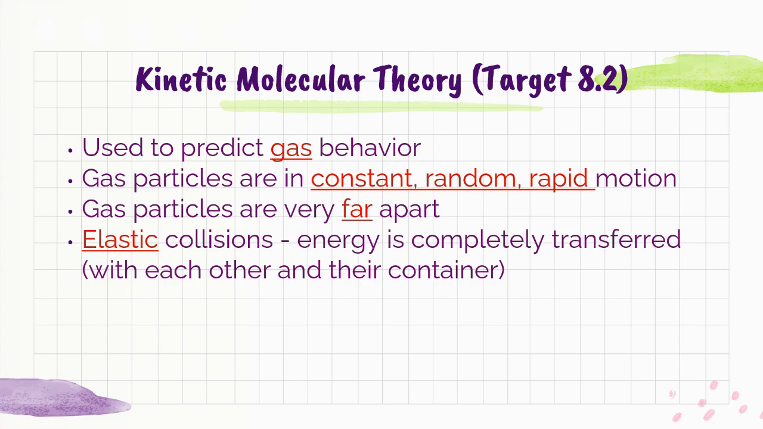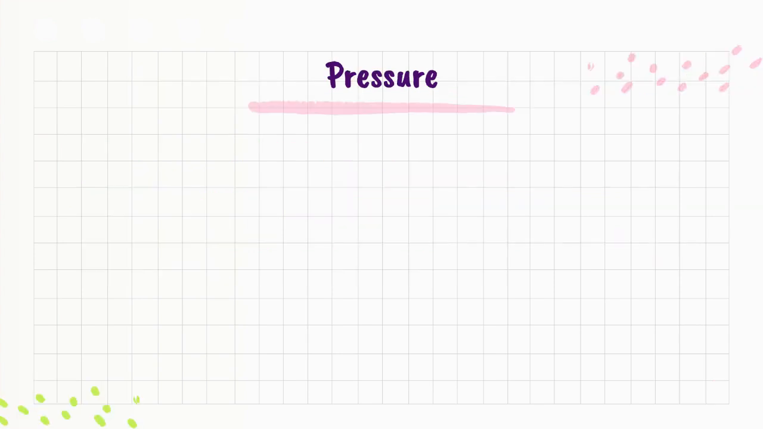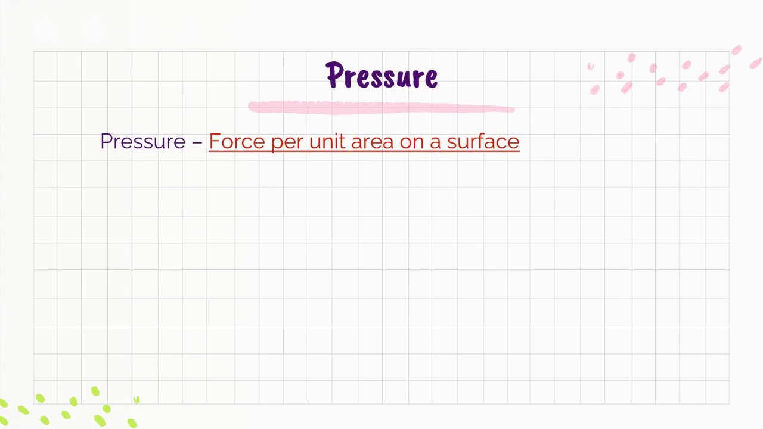Speaking of collisions, that leads us into pressure. By definition, pressure is the force per unit of area on a surface. So if we wanted to put that into a formula, pressure would be equal to force over area. So this is our force, this is the area, and P stands for pressure. We can see if we increase the area, increase the denominator, the pressure is going to decrease.